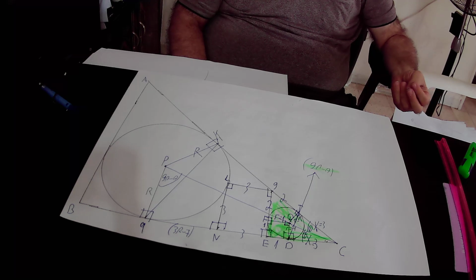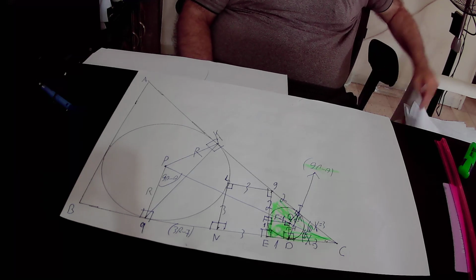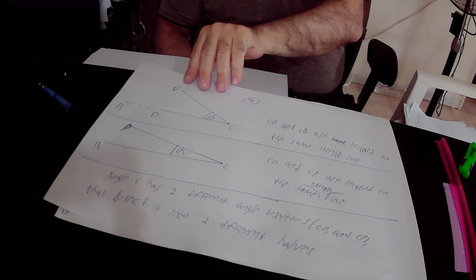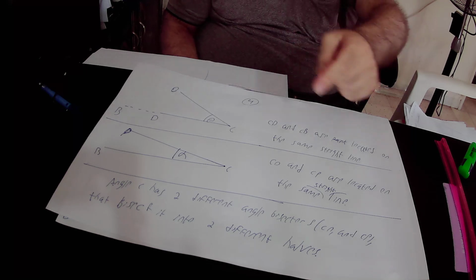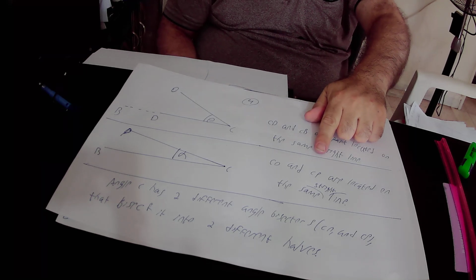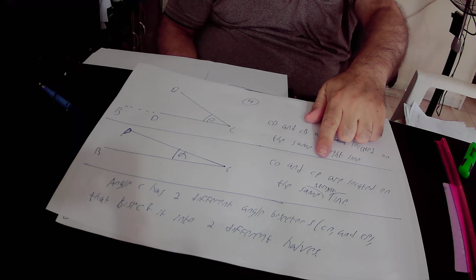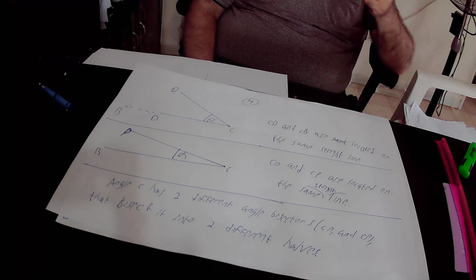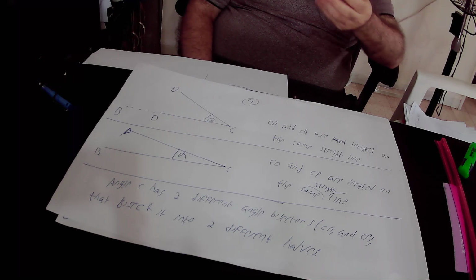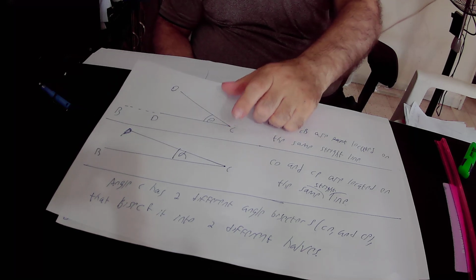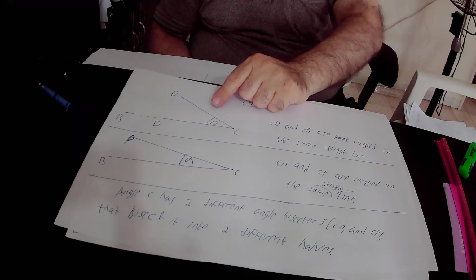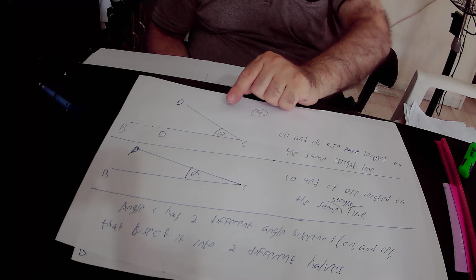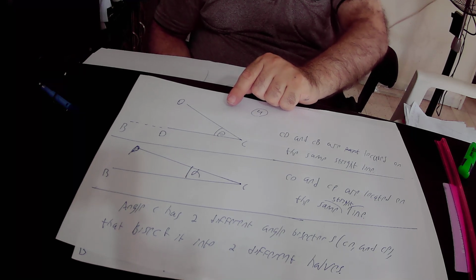Okay, there is no other way. So here, according to our assumption, CO and CP are not located on the same straight line. Why? Because CO doesn't pass through point P. Therefore, here we have those two angles, that one leg of those two angles are located on the same straight line, while the second leg is not located on the same straight line.